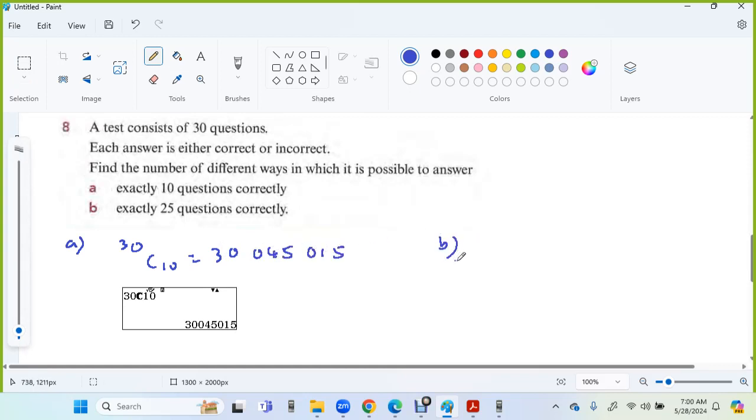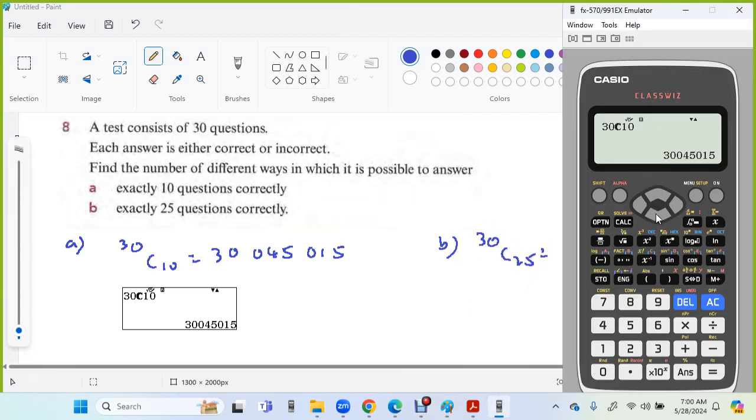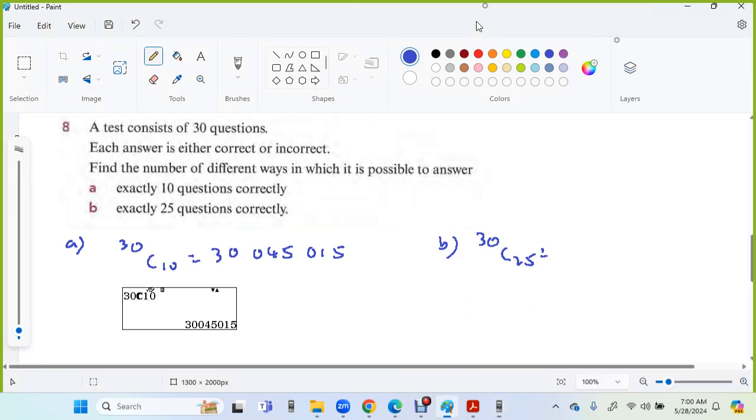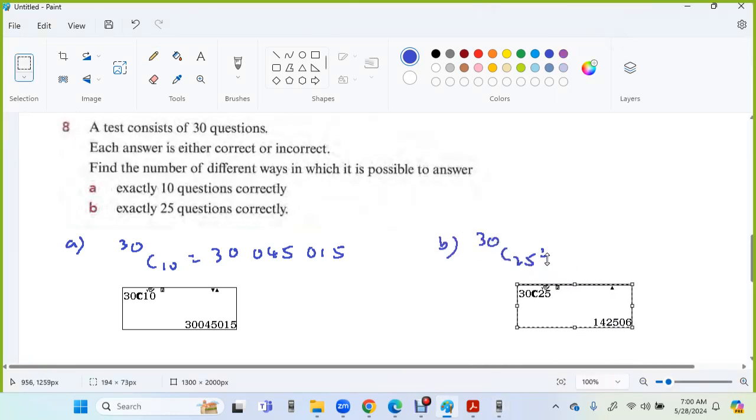And then B, exactly 25 questions, then 30 choose 25. So we have 30 choose 25. So this will be the answer, 142,506.